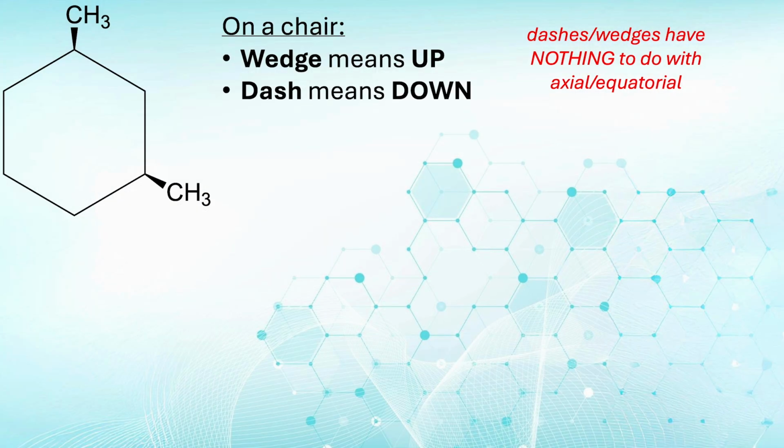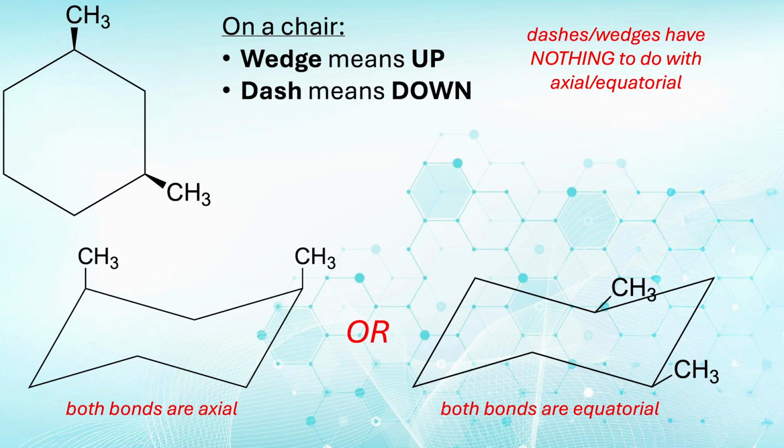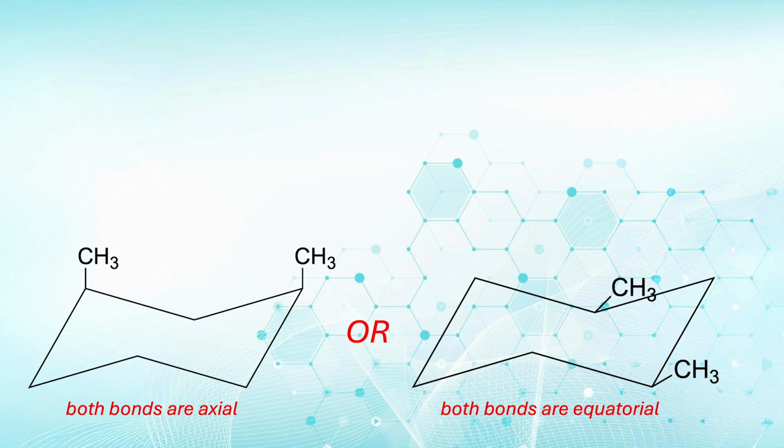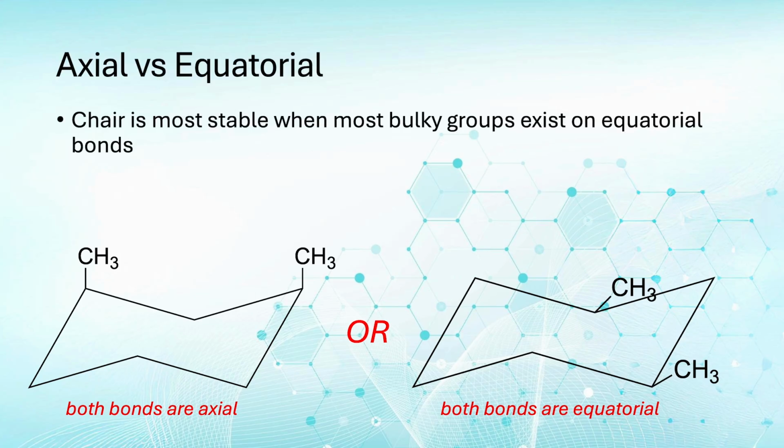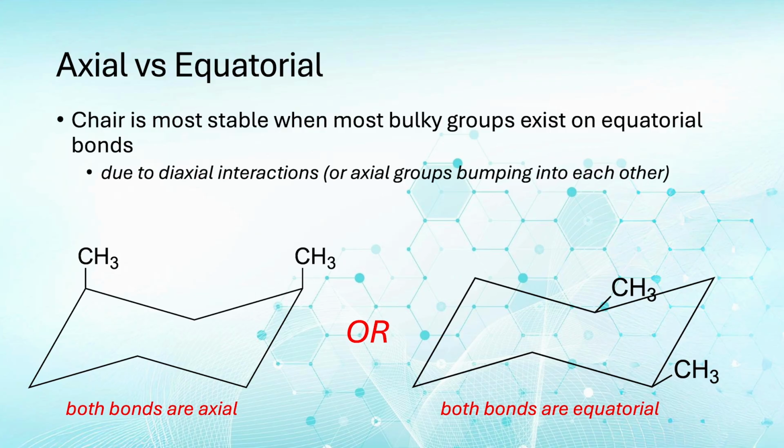If we convert the cyclohexane to the chair configuration, we can put the methyl groups either both facing up on axial or both facing up on equatorial. Both would be correct, but what's the difference? The most stable form of a chair configuration exists when most bulky substituents exist on equatorial bonds. This exists because of something called diaxial interactions. When the two methyl groups both exist on axial bonds, they repel one another and cause a degree of instability. When the two methyl groups are on equatorial bonds, they're as far away from each other as possible.